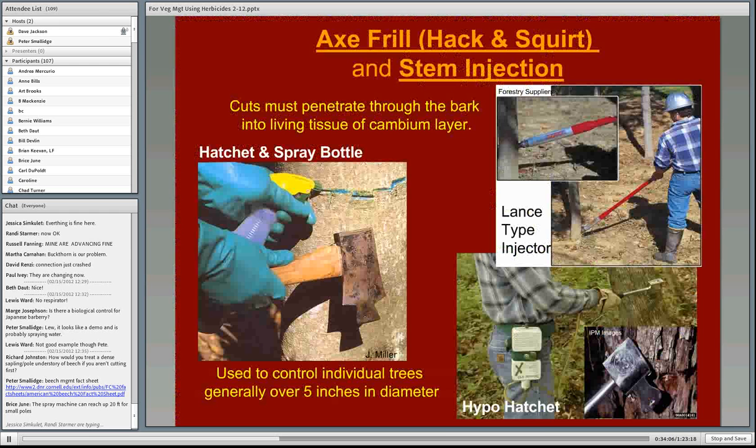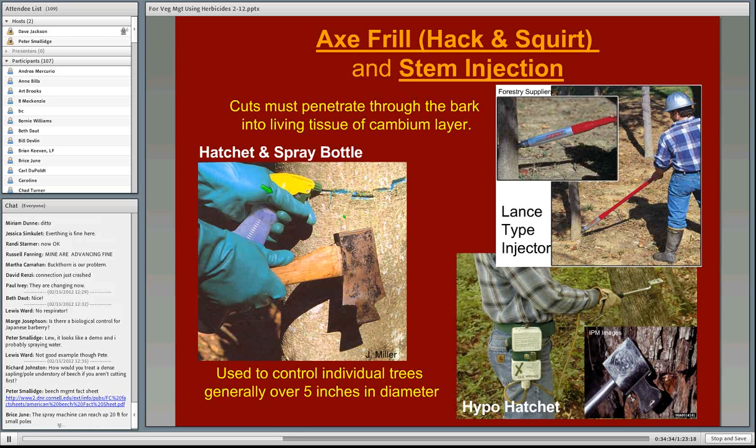When you move to a little bit larger stems, though, you want to move to something like an axe frill or hack and squirt or stem injection. And hack and squirt is simply using a hatchet, like you see in the image here, to make a frill cut, which is just a downward angled cut, which creates kind of a cupping effect to hold the herbicide. Use your squirt bottle, simply fill that cut. If it's running out the sides, you put too much in there, so just fill the cut.